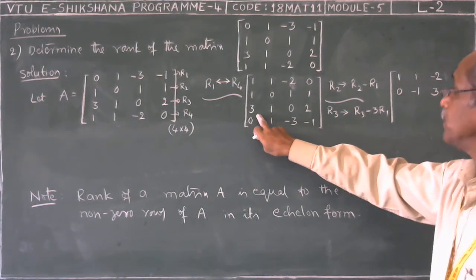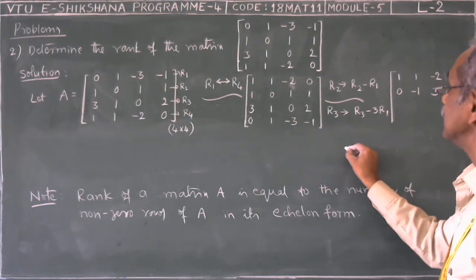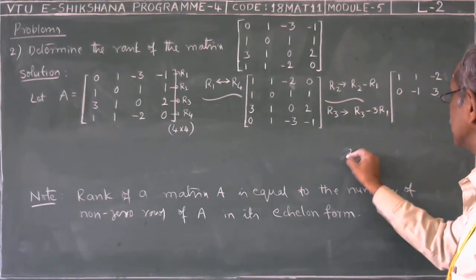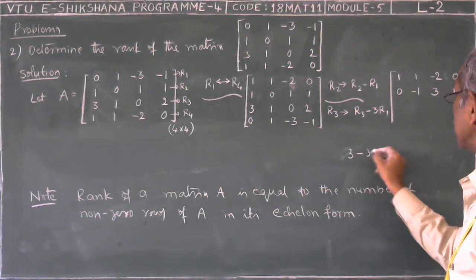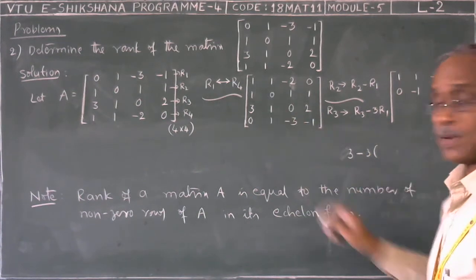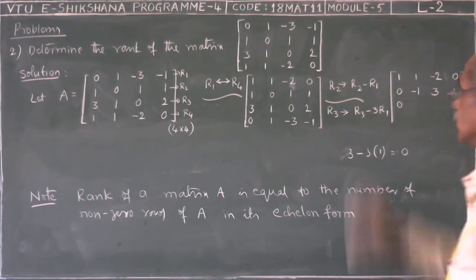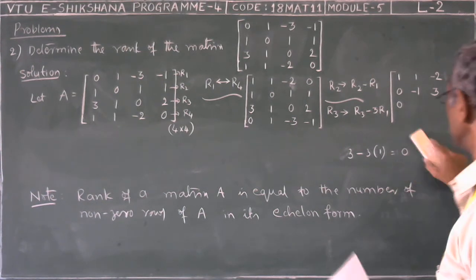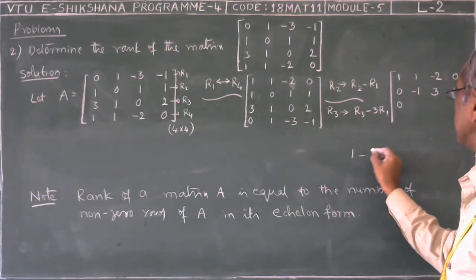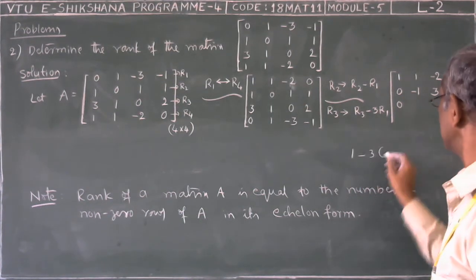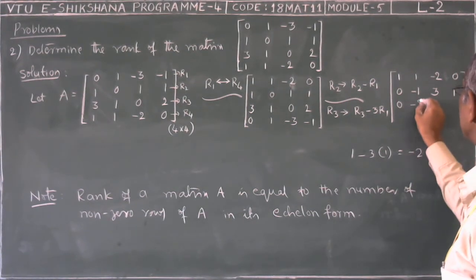Now, how to make this 0? With respect to this operation, R3, what is R3? 3. So I will make simplification here. R3 is 3 now. So minus 3 times R1, corresponding R1 is 1. So 3 minus 3 is 0. So 0. Now, next element, 1 minus 3 times R1, 1. So 1 minus 3, minus 2. So write minus 2.